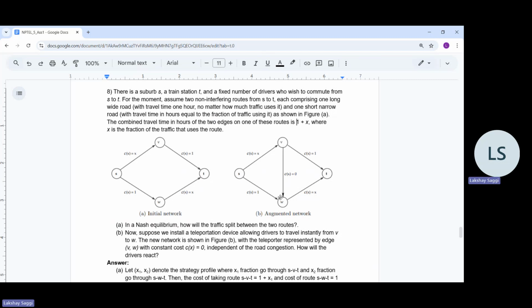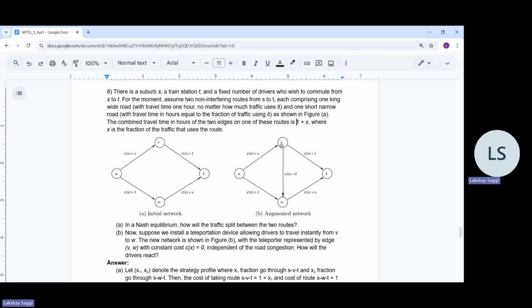Whereas going from V to W and then W to T will have a cost like this: the V to W cost will be 0, and the W to T cost will be equal to the fraction of vehicles going through the WT path. And note that a fraction is always less than or equal to 1, right? So what we can say is that if people choose going V to W to T, then there is no incentive for them to switch to the V to T path.